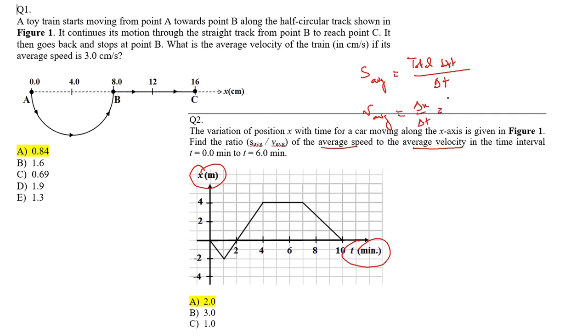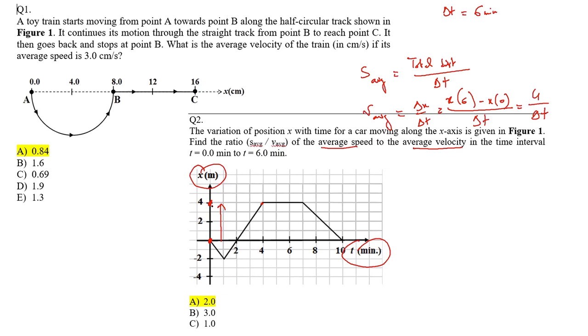So in this case, it means that it will be x final, which is x at 6 minutes, minus x initial, divided by delta t. And by the way, delta t will be 6 minutes minus 0 minutes, so 6 minutes. Let me just keep it as it is. Now, what is the displacement here? I started at 0, so this is my x initial. My x final is 4. So my displacement is just 4 minus 0, so basically 4. That's my displacement. I started here and I ended up here.